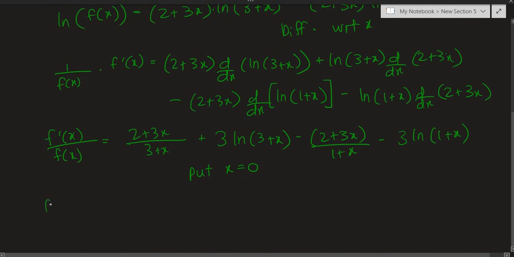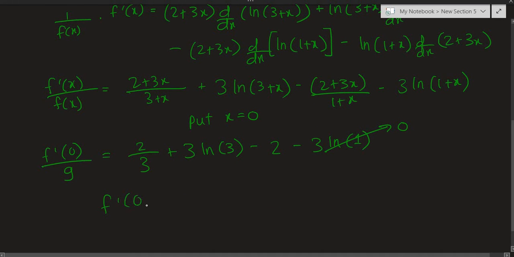So we have f prime of 0 divided by f of 0, which is 9, being equal to 2 plus 3 times 0 is 2, divided by 3 plus 0 is 3, plus 3 times the natural log of 3 plus 0, which is 3, minus, we just have a 2 here, the denominator is just 1, minus 3 times the natural log of 1. Natural log of 1 is going to be 0.